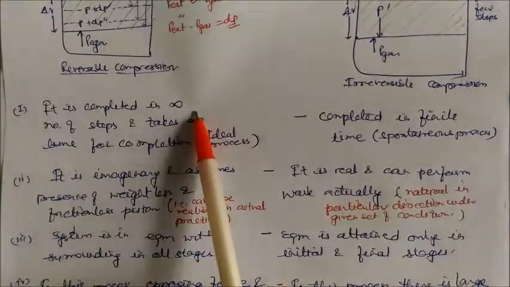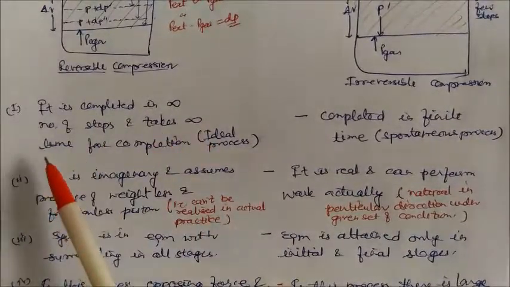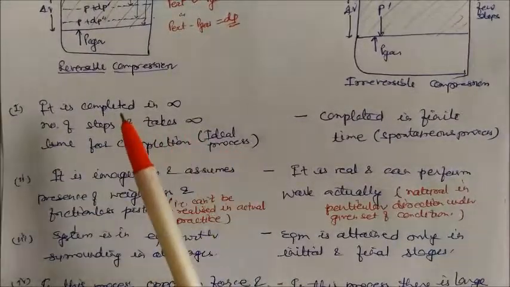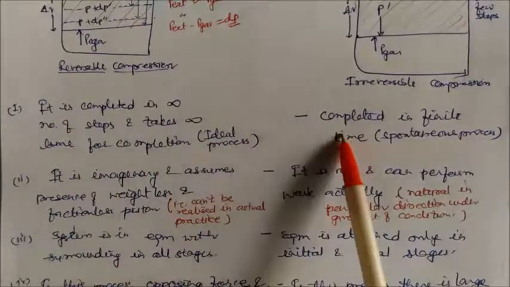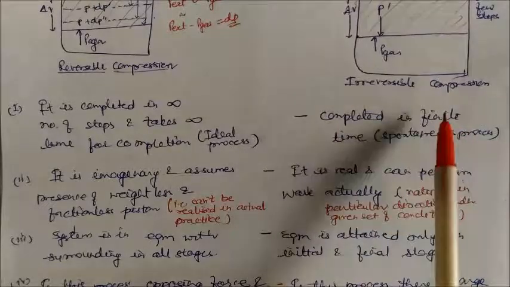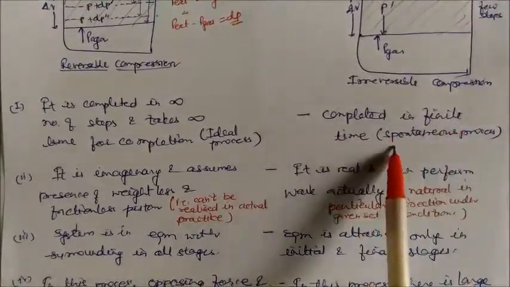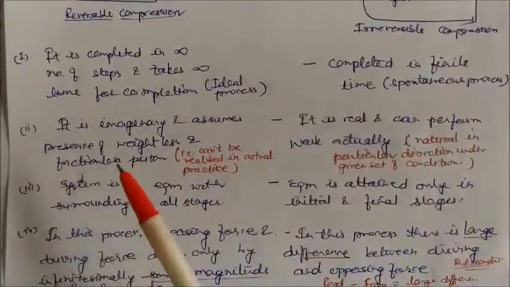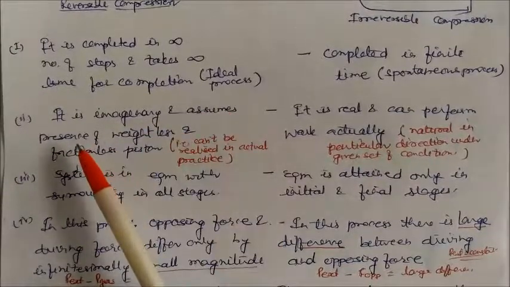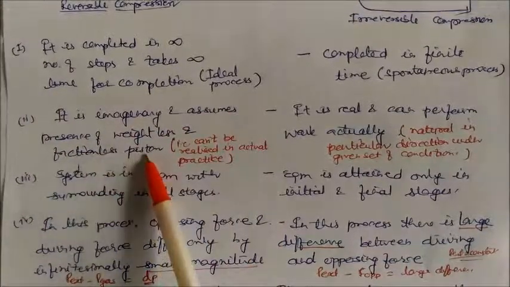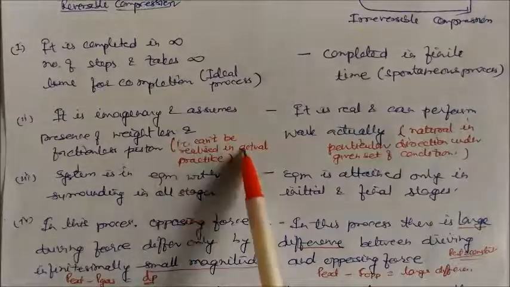So in this case, what happened? External pressure is almost equal to the pressure of the gas, or we can say external pressure is more than the pressure of the gas by the dp value. This is an infinitesimally small value, so almost it will be equal to each other. But in the irreversible process, external pressure is more than the pressure of the gas. So when you give pressure, it will go from initial to final.